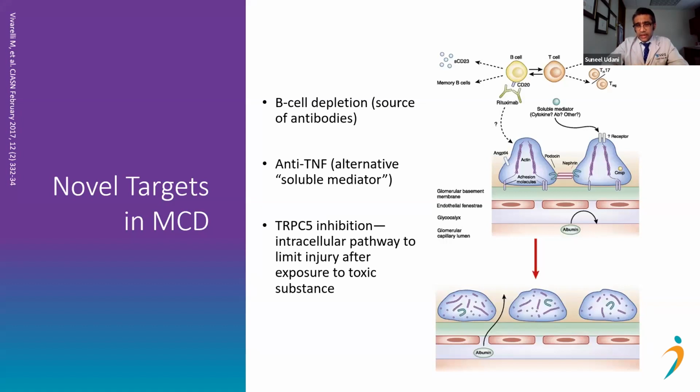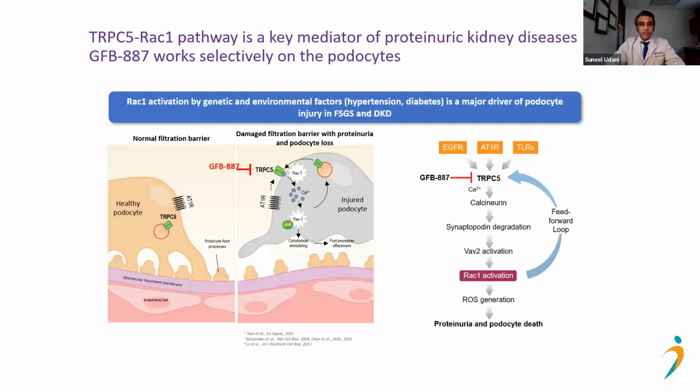And then lastly, there is an ongoing study of looking at blocking something called TRPC5, which is a channel in the podocyte that, when it's open or overactive, allows for this cascade of injury to the podocyte to occur. And this is sort of a depiction of that.